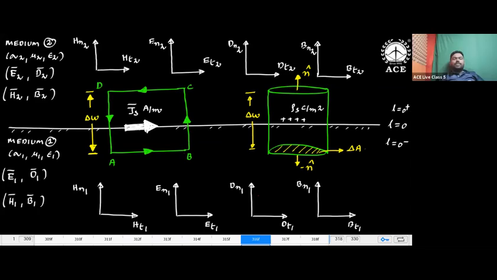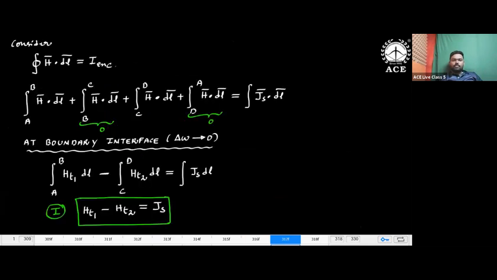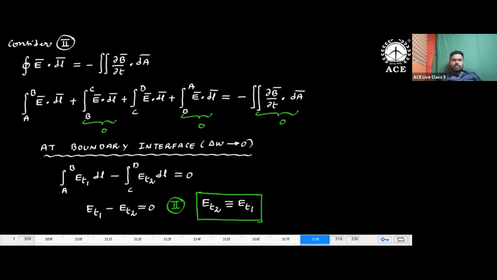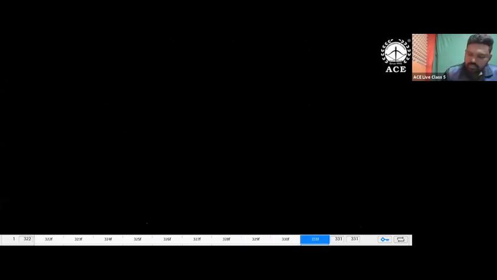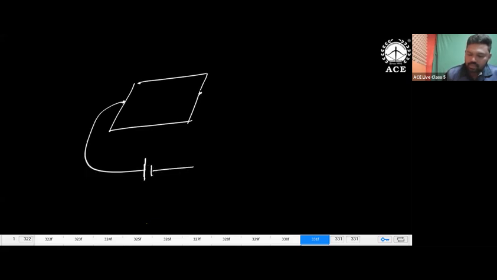So if there is a sheet here, some conducting sheet, and if you connect some potential difference here, take some tip here and connect it to the battery, won't there be any current flow on this one?